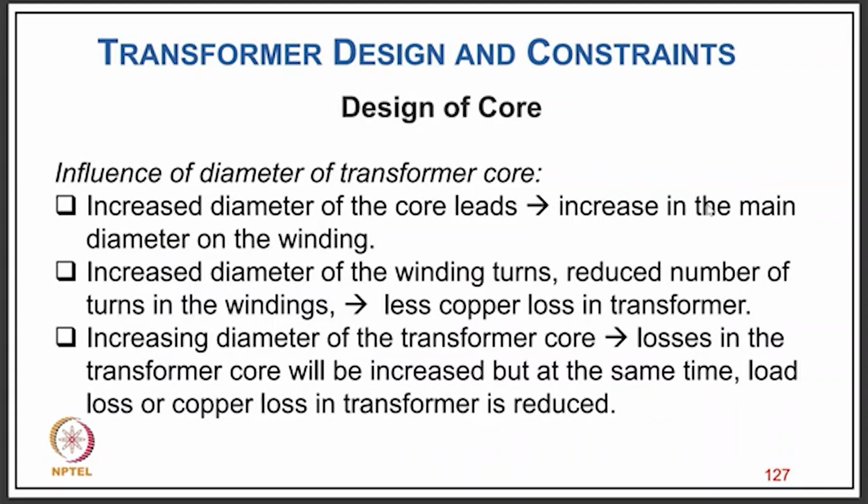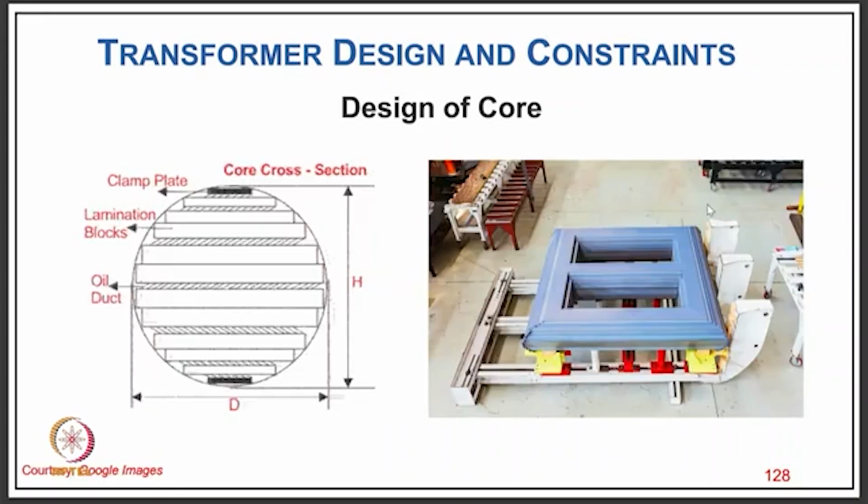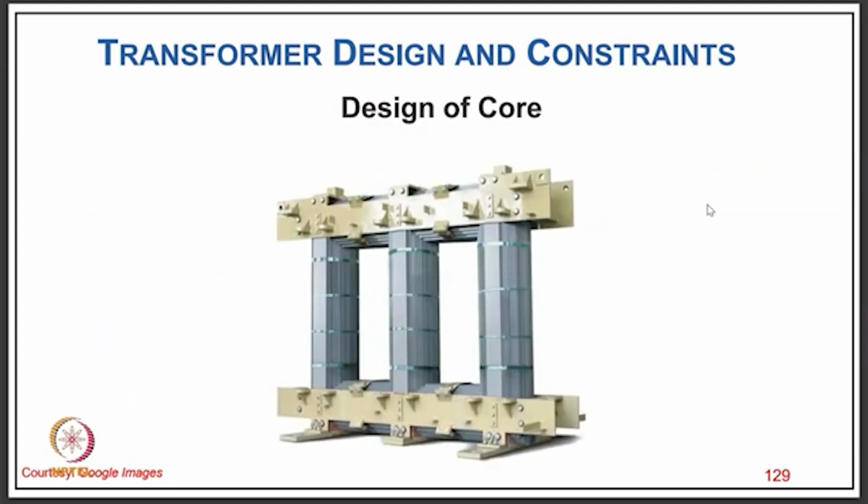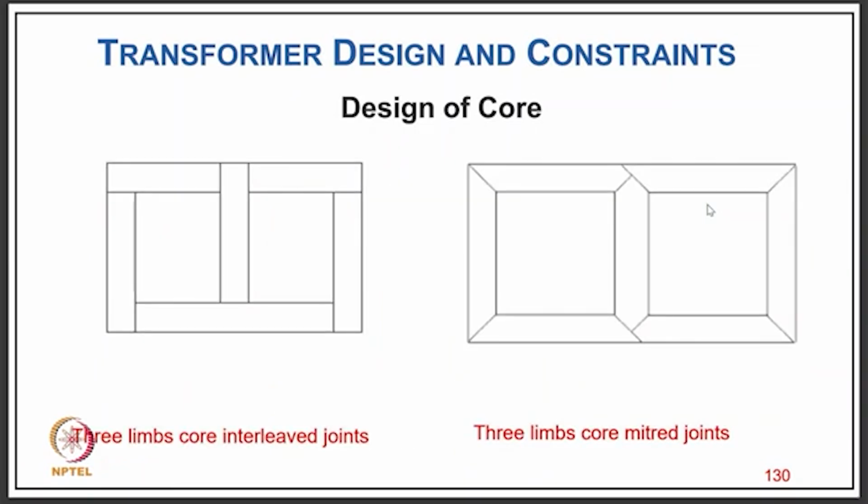So increasing the diameter of the transformer core, losses in the transformer core will increase, but at the same time copper loss in the transformer is reduced. So this is typically how you have a different cross section area with the different steps of the lamination blocks here. This is the basic diagram, and this is how the core is put in, as you can see in the photograph, and how the different steps are there in the assembled core, like the copper.